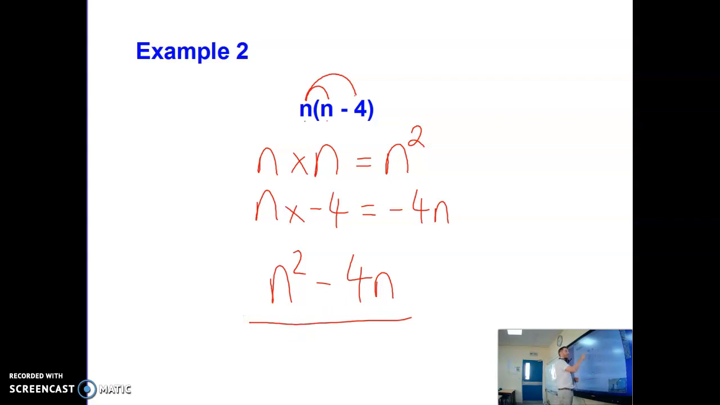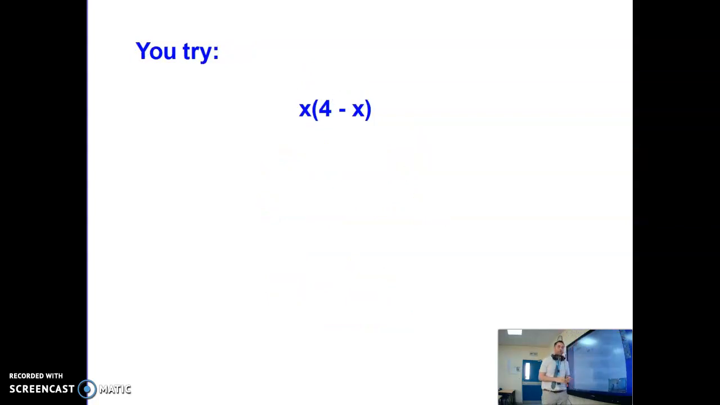So when you have a number times by itself, or a letter times by itself, simplify it to say n squared. And still remember we do both parts, n times n and n times negative 4. All right, one for you to try. So I suggest you pause the video now, give it a go, and here is your answer for this one.